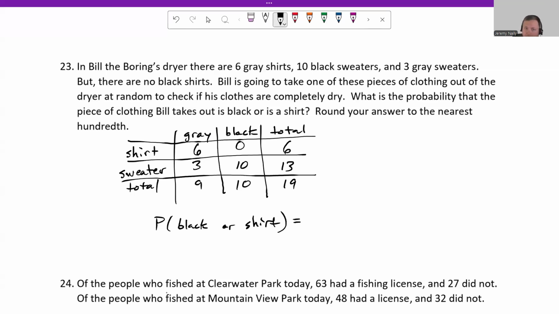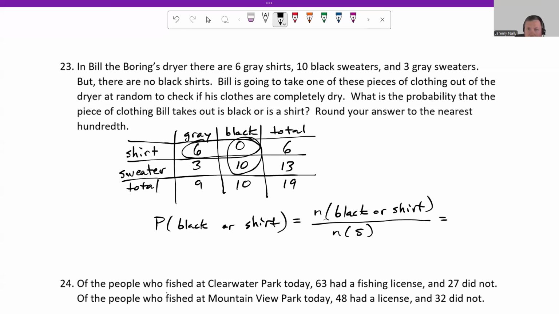So at the end of the day, it's just the number of black or shirt divided by the number of things in the sample space. So black, that's these ones. Shirt, that's these ones. So I just do 6 plus 10 over the total number of things, which is 19. Or you could say 6 plus 10 plus 0, but that's why it's just 6 plus 10.